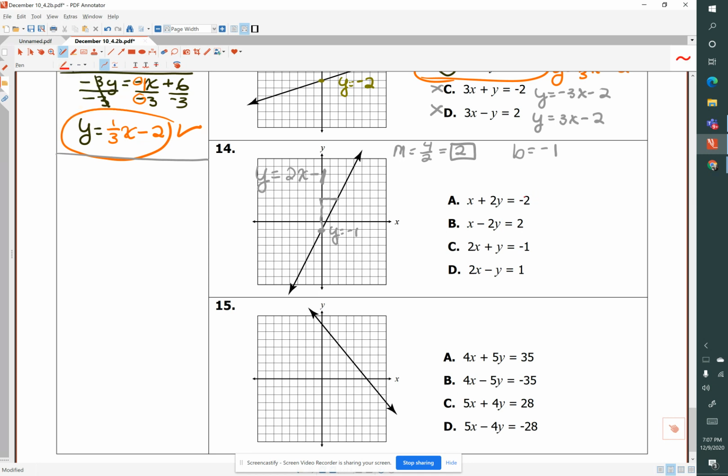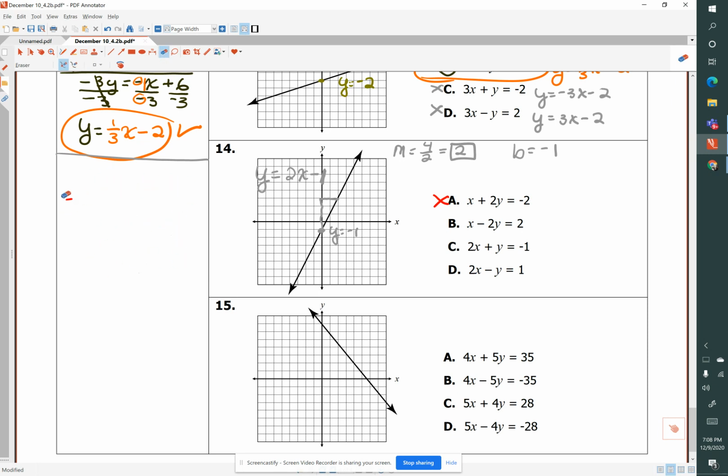So A, when we convert A, I'll write it over here, x plus 2y equals negative 2. Subtract x from each side. That gives us 2y equals negative x minus 2. We divide everything by 2. Y equals negative 1/2 x minus 1. Not what we're looking for. So let's try B.